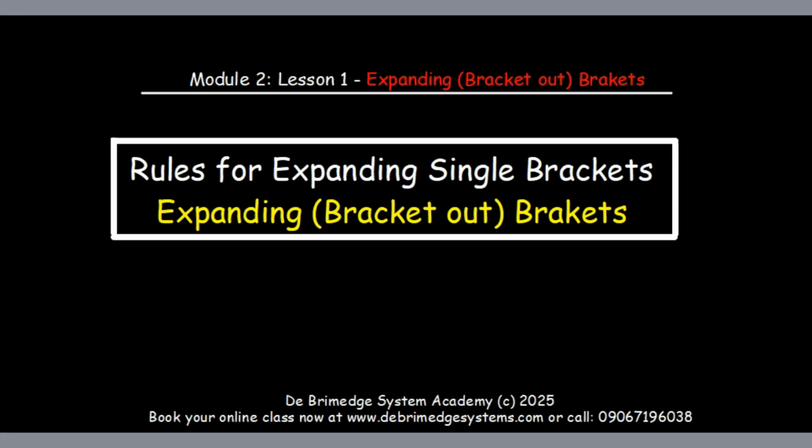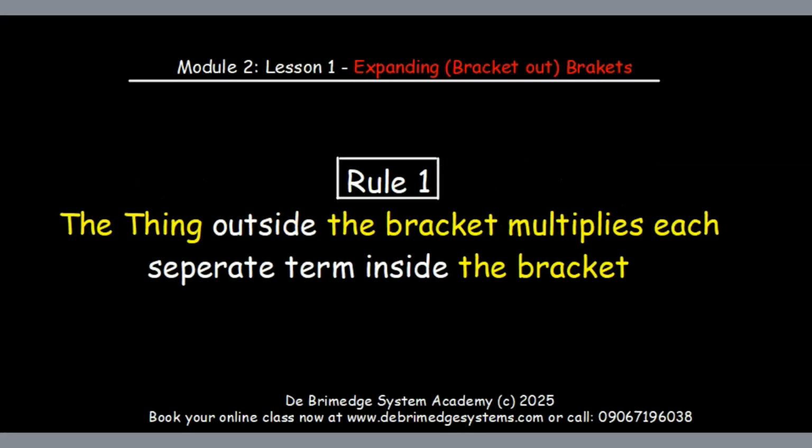First of all, we're going to be understanding the rules for expanding single brackets. This is going to give us a guideline to understanding this topic very well. So what's the first rule? Rule 1. The thing outside the bracket, it could be any variable, any number, or any number with a sign. But take note that the thing outside the bracket multiplies each separate term inside of the bracket. This is rule 1.